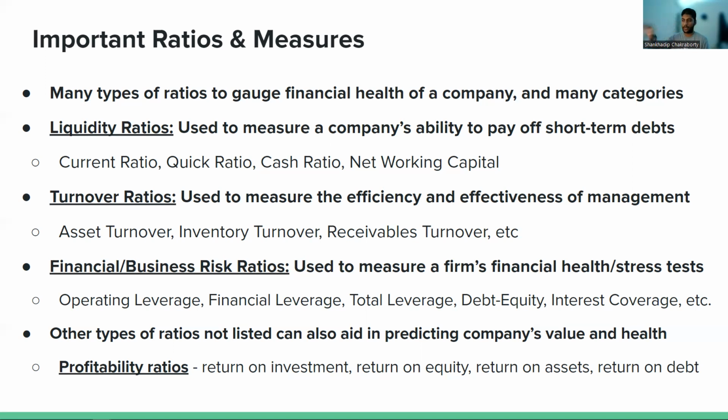So return on investment, return on equity, return on assets, return on debt. This is just net income divided by these things. So you're just seeing, for every dollar I spent on equity or assets or debt, how much am I getting back in net income? That's what profitability is.